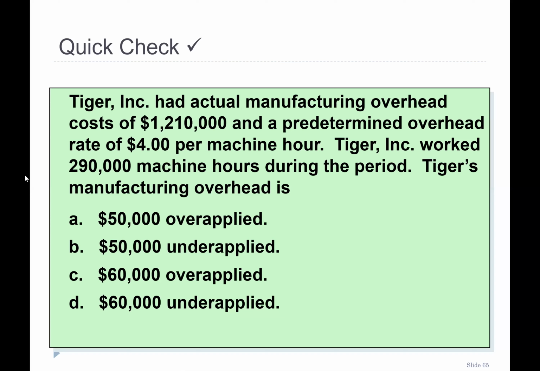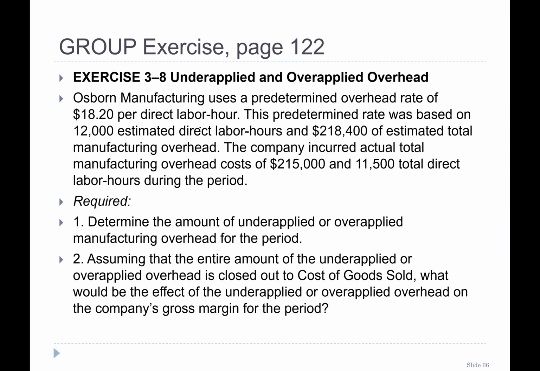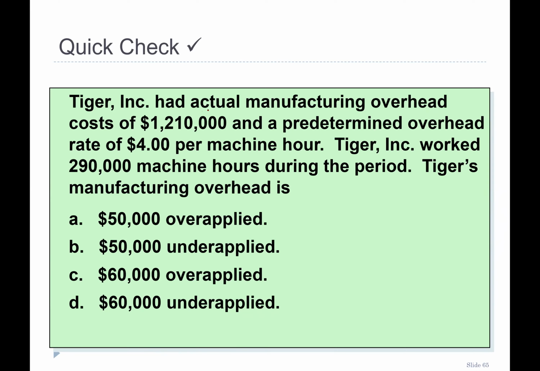Okay, let me read the question. Tiger Incorporation had actual manufacturing overhead cost of 1,21,000, and the predetermined overhead rate is 4. Tiger Incorporation worked 290,000 machine hours. Tiger's manufacturing overhead is, what is the answer?